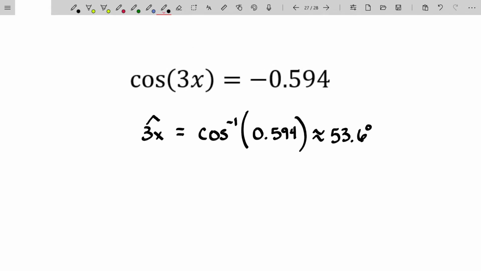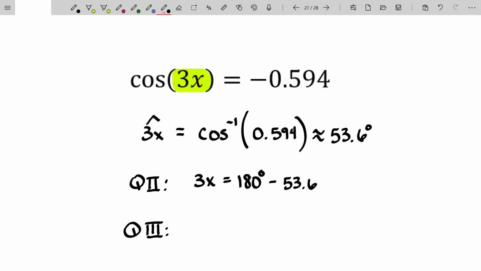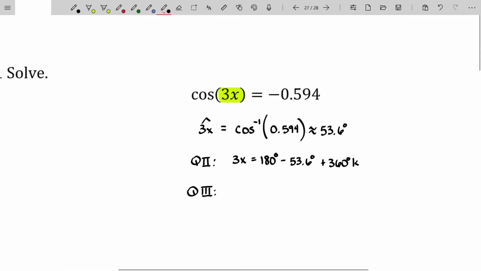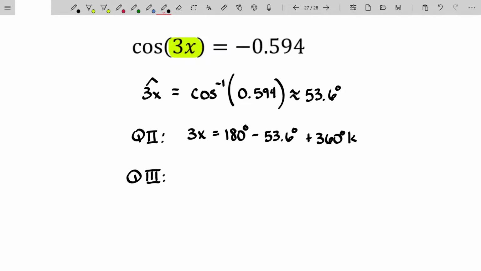We know our solutions are going to occur in quadrants 2 and 3 because that's where the cosine is negative. So our angle 3x, because that's what the angle is, it's not x, in quadrant 2 is going to be 180 degrees minus that reference angle, 53.6, plus 360K. I want to make sure I'm doing degrees here.